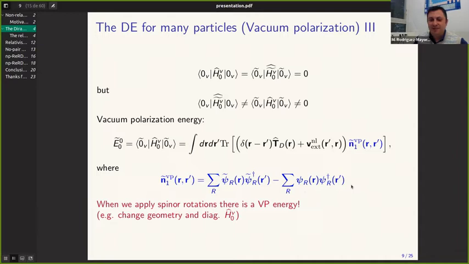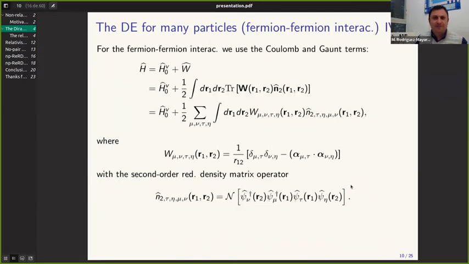And this is very complicated because when we change the geometry, we will already have vacuum polarization effects. This is what it means. Now, let's include an extra term. Let's include the fermion-fermion interaction.